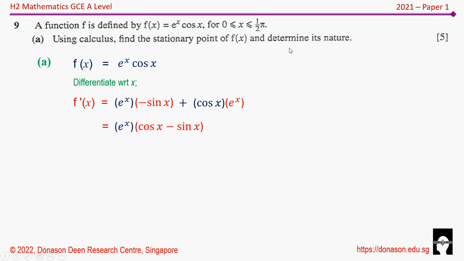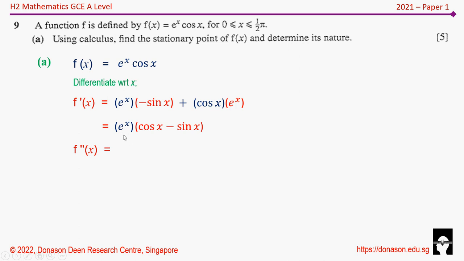Then of course we also need to determine the nature of the turning point or the stationary point. In order to do that, we need to differentiate once more to find f double prime x, so that we know if it is less than 0 or greater than 0, so as to determine whether it's a maxima or a minima. Once again there are two functions, one is an exponential function, the other is a trigonometric function. So let's do f double prime x.